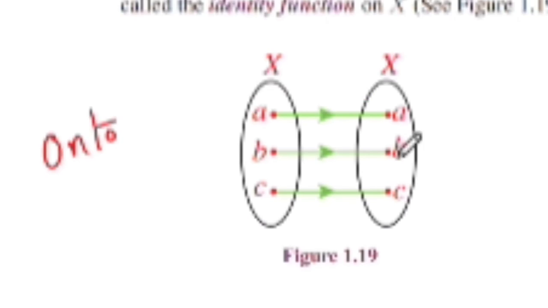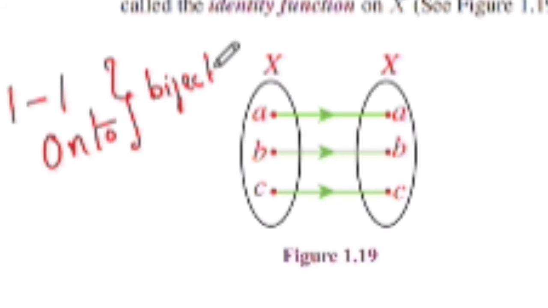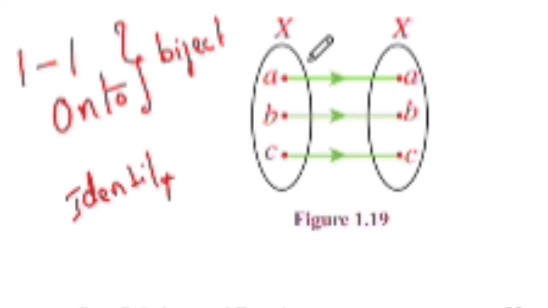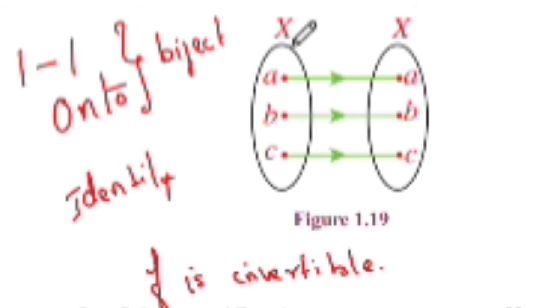What function is this? It is onto, because the codomain is equal to the range. It is one-to-one also, so it is bijective. It is also the identity function: A goes to A, B goes to B, C goes to C. It is one-to-one and onto, a bijective function, which means it is invertible. You can find the inverse of the function. How to find the inverse, you are going to learn. Just know now that a function is invertible means you can find the inverse.